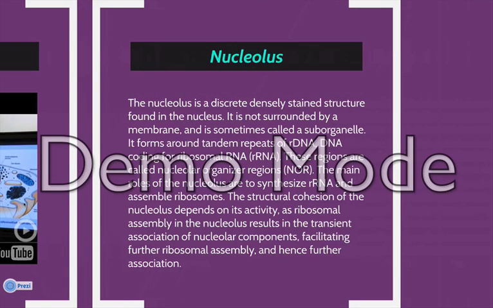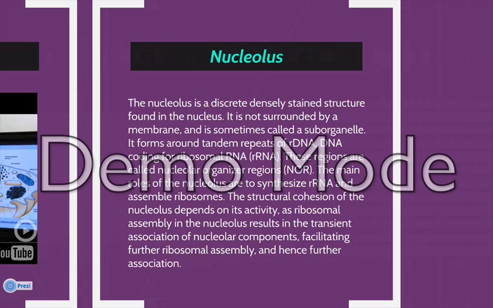Nucleolus. The nucleolus is a discrete, densely stained structure found in the nucleus. It is not surrounded by a membrane and is sometimes called a suborganelle. It forms around tandem repeats of rDNA, DNA coding for ribosomal RNA. These regions are called nuclear organizer regions. The main roles of the nucleolus are to synthesize rRNA and assemble ribosomes.